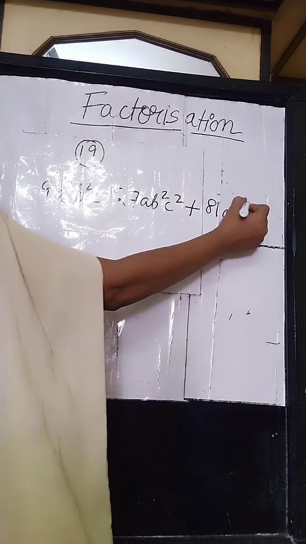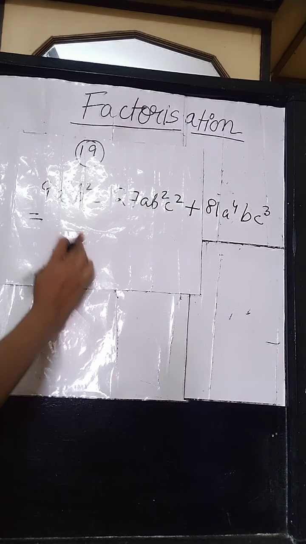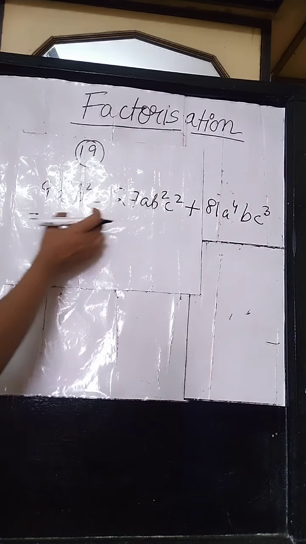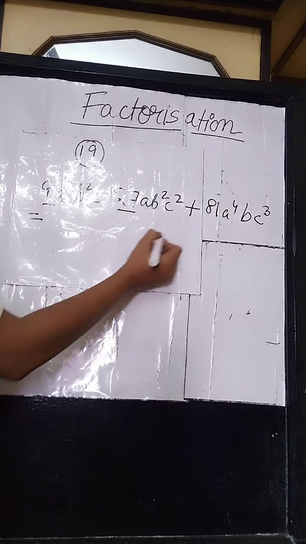b c cube is equal to, what we will take common? We will take common 9, 27 and 81. We can see 9 as the common factor. 9 ones are 9, 9 threes are 27 and 9 nines are 81. So we will take 9 as the common factor.